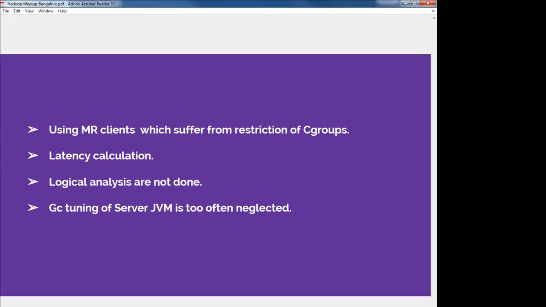Again, as mentioned, don't use the specific clients. And for latency calculation, you can have two different perspectives. The metrics published by the server give latency only from the perspective of the server. But when you are writing the client code, make sure that you have the latencies measured there, because that is the only one which you will observe in production.